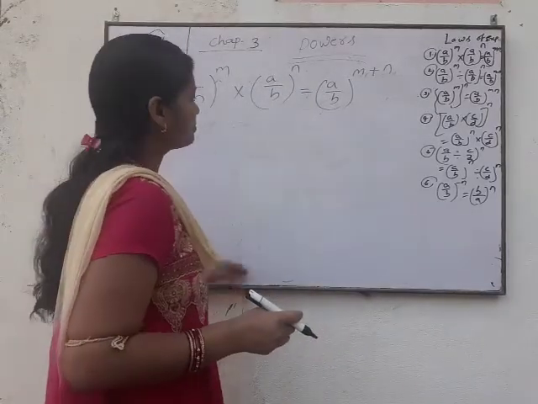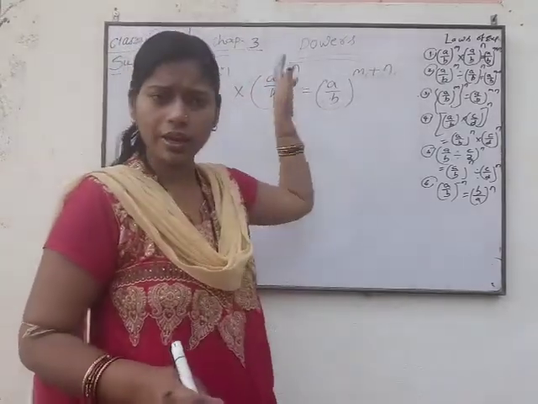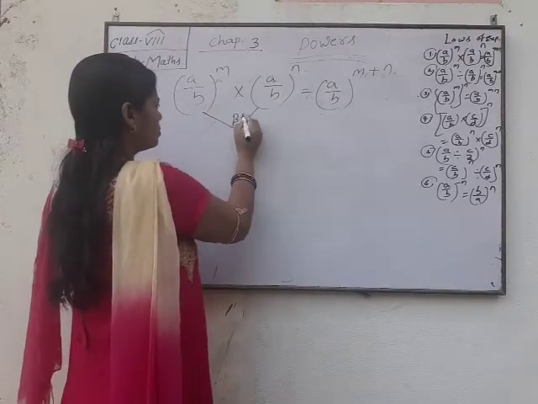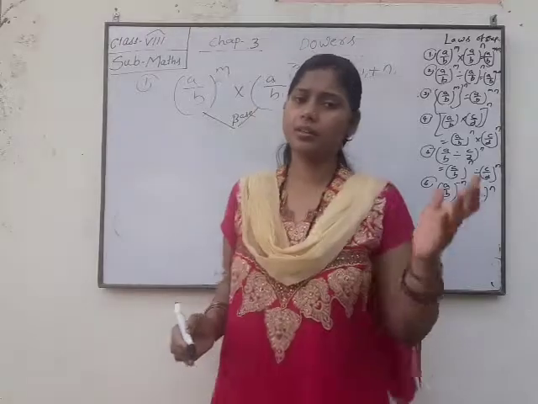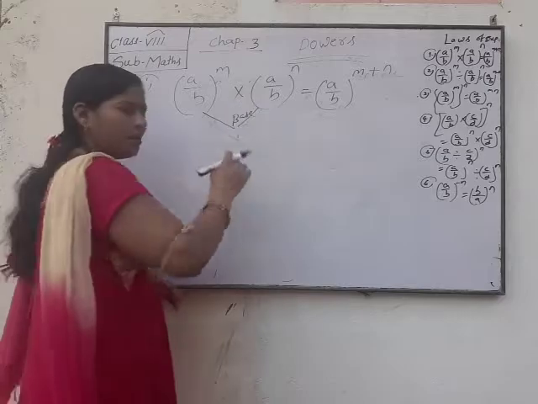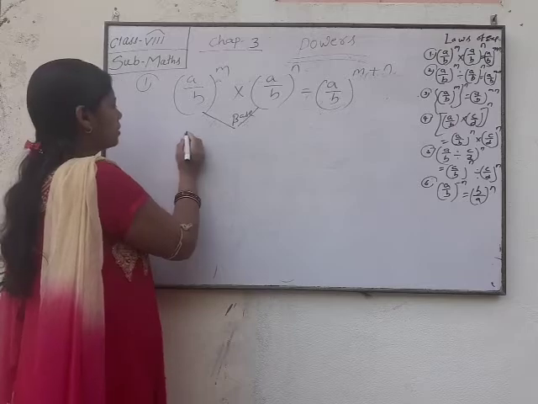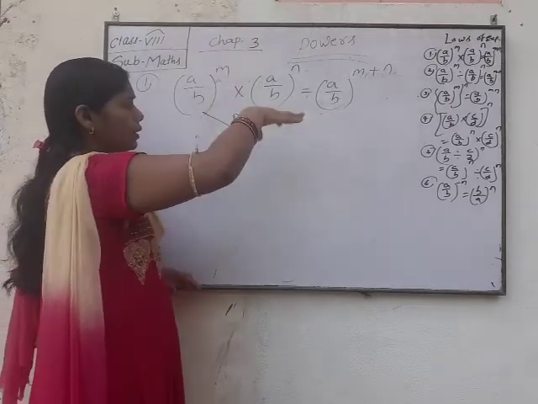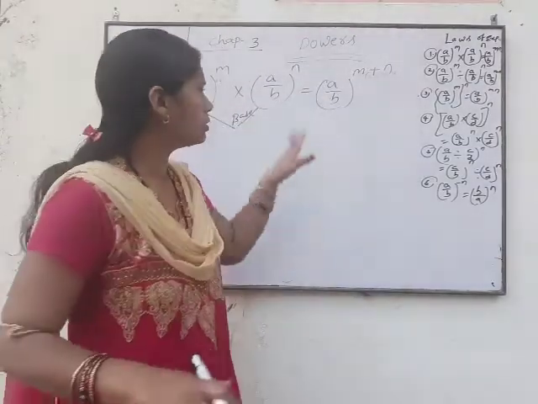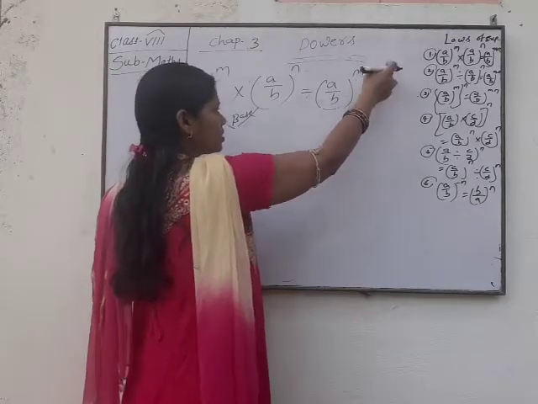How? Look here. Here a by b and here also a by b. This is your base, a by b is your base. So your bases are equal. So what should you do here? You only add your exponents, meaning add your powers: (a/b) to the power m plus n.